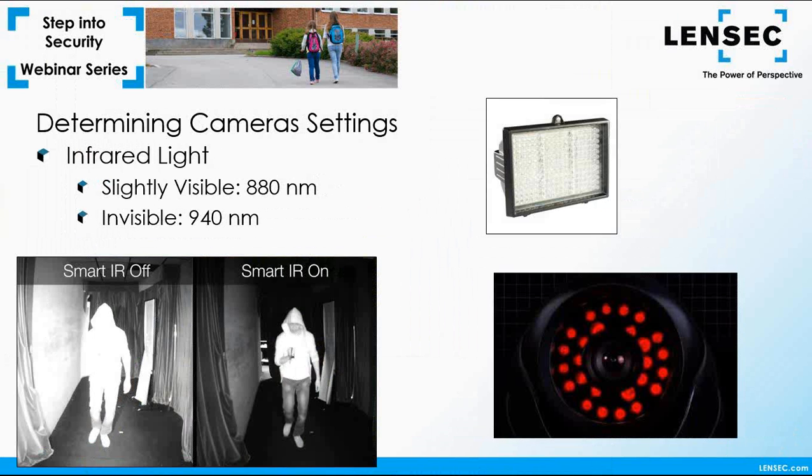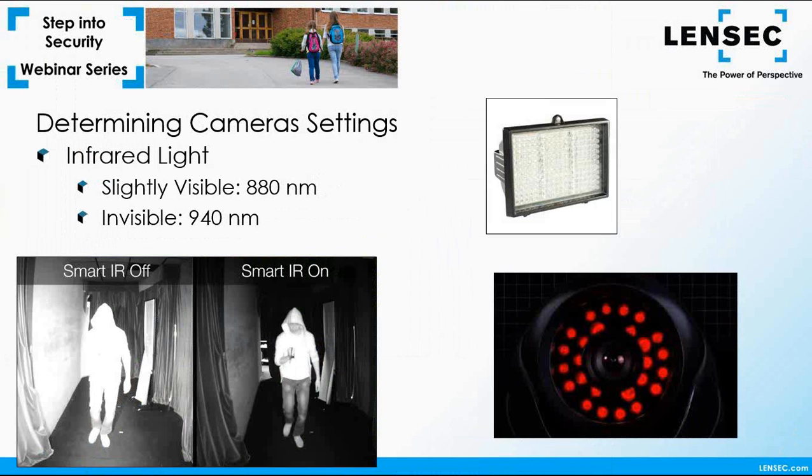Infrared light is a way to supplement a camera scene with artificial light. When white light isn't available, you can flood an area with infrared light that the camera can see, but it's less visible to the human eye. Some cameras have infrared illuminators built into them. These emit a slightly visible light between 840 nanometers to 880 nanometer frequencies.